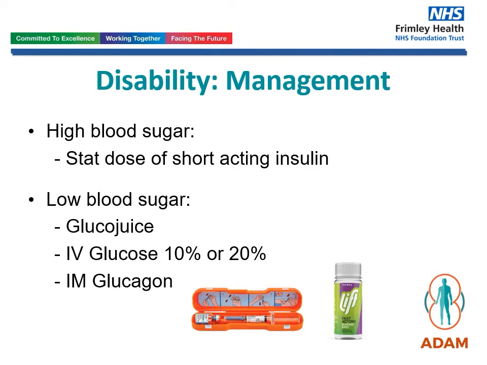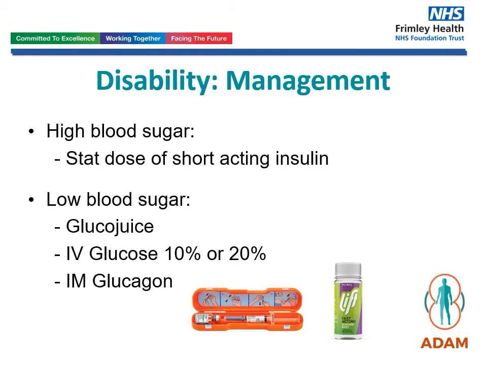Now that we have completed our disability assessment, we now need to look at how we may need to manage what we have found. If the patient is experiencing high blood sugars, so anything over 15 millimoles, they will need to be reviewed by the medical team and a stat dose of short-acting insulin should be given.